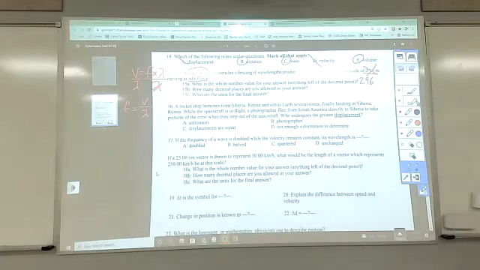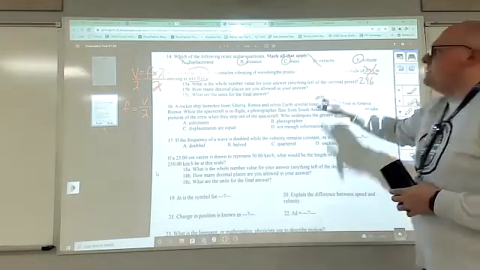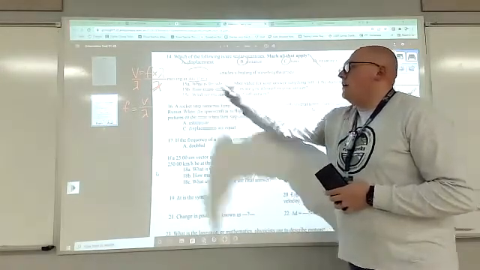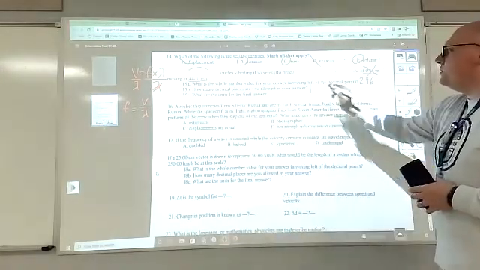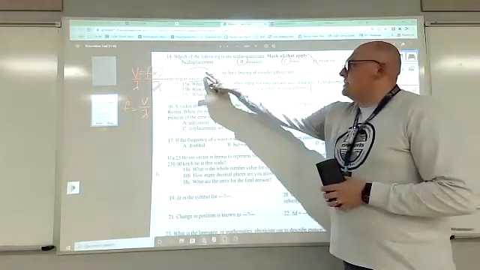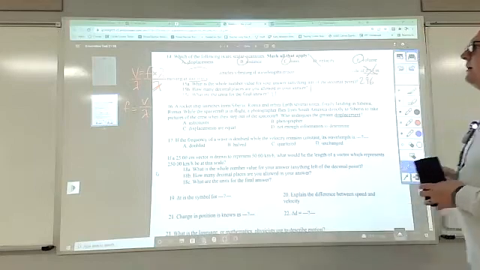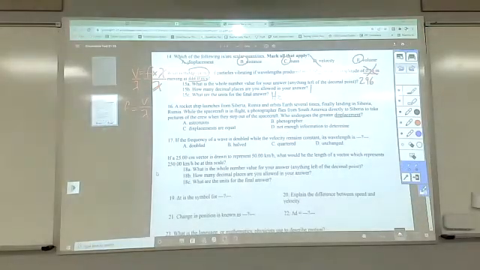15B, how many decimal places am I allowed? Well, this number has 2 decimal places, and this number has 1. So in my answer, I'm only going to include 1 decimal place. And 15C, what are the units for the final answer? Again, since standard units are being used, the standard unit for frequency is hertz. I suppose you could have put vibrations per second. That would also be acceptable, but I don't think anybody put that. I think most of us did correctly identify the unit as hertz.